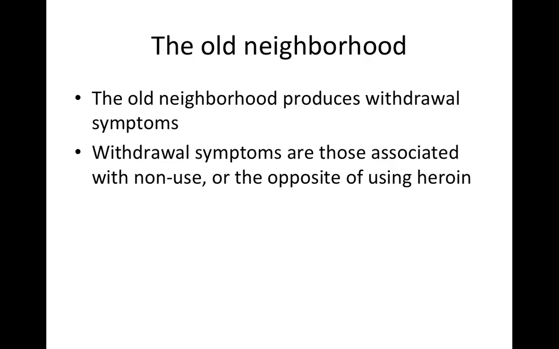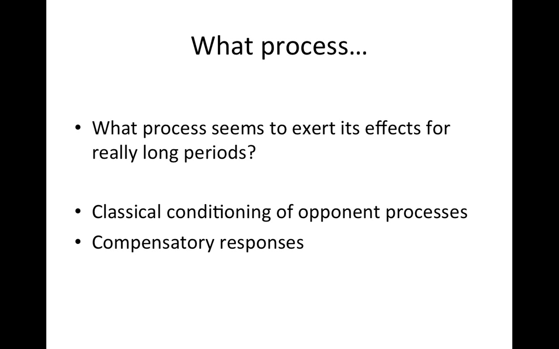The old neighborhood produces withdrawal symptoms. Withdrawal symptoms are those associated with non-use, or the opposite of using heroin. So what process seems to exert its effects for really long periods of time? Well, if it's not exercise, what is it? It's learning. If you learn how to ride a bike, 10 years from now you'll be able to get on a bike and be almost as competent as if you had learned today. So this seems to appeal to some sort of learning process, not just your body getting better at metabolizing the drug. Your body is learning to get better at this, and it's that learning that is permanent, because learning seems to last a really long time.